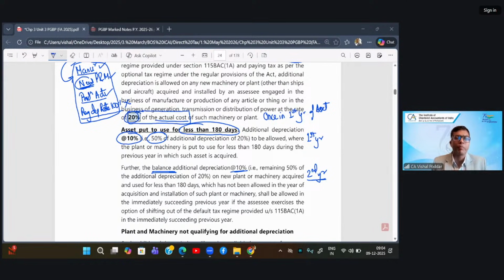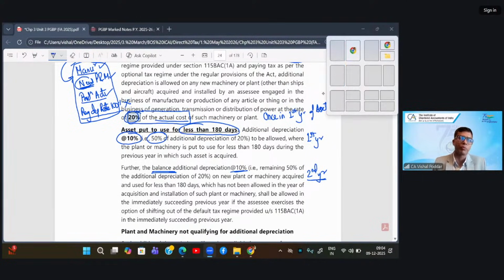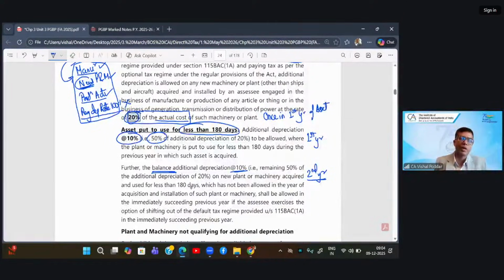See, Kuldeep, equipment directly generating output is not the condition. Using in production and equipment generating output are two different things. Like a cooling plant, no output is generated. But if the cooling plant is necessary for maintaining the temperature of the production area, it is still used in production and additional depreciation is allowed.